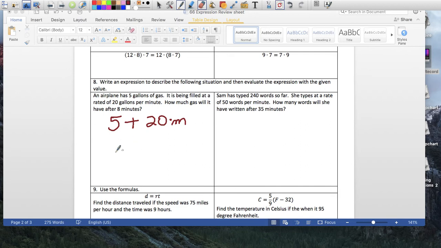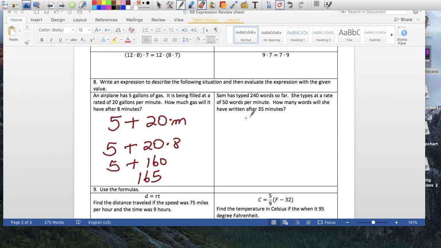Well, I'm going to use the expression to calculate that. So there is 5 gallons already in the tank, plus I'm going to take the 20 gallons and multiply by 8 because it's 8 minutes. So 20 gallons per minute. So in 8 minutes, how many will it have? So 5, it's already in there. 20 gallons per 8 minutes. That gives us 160. So after 8 minutes, it's going to have 165. So all this is necessary.